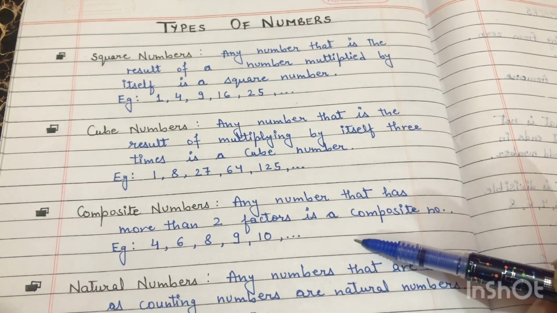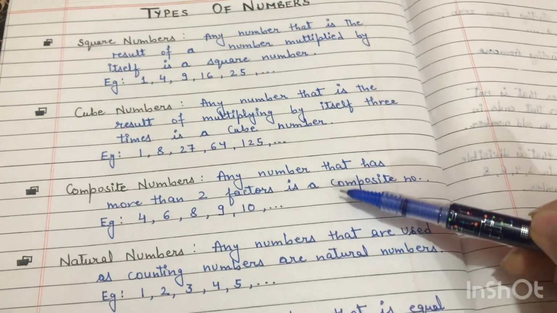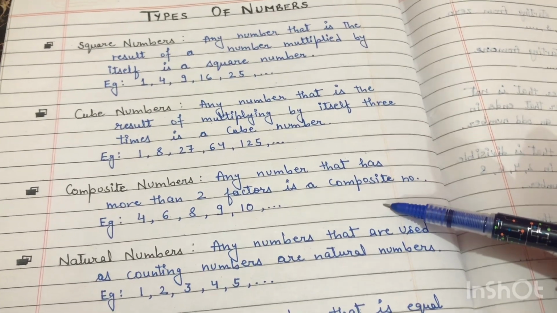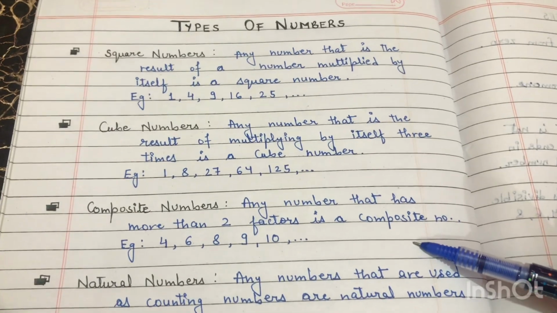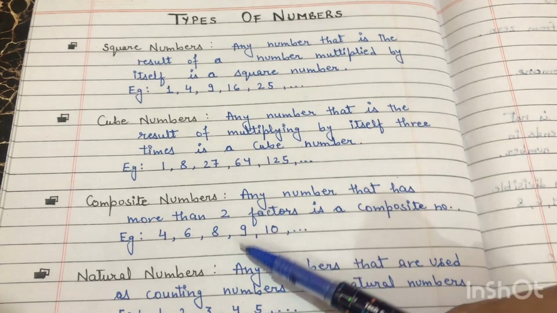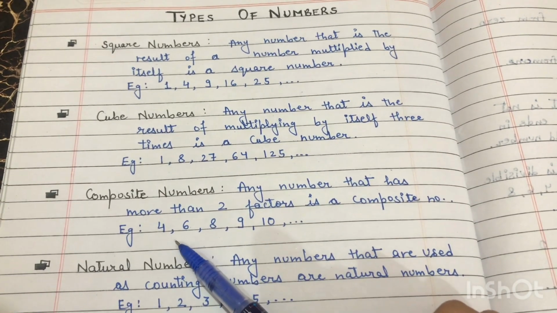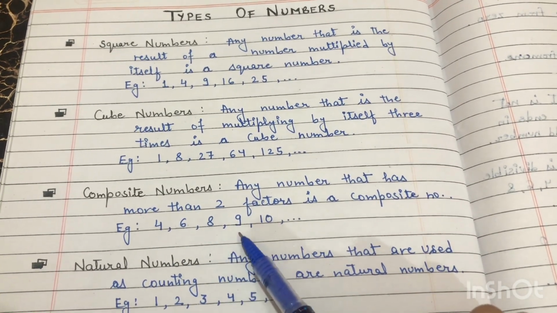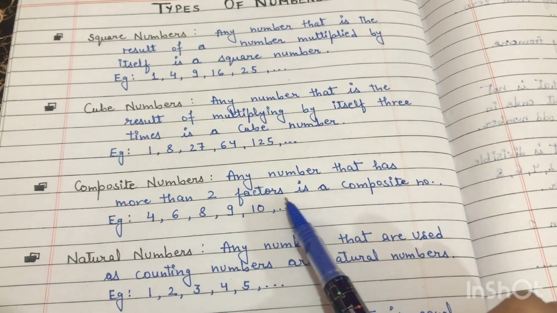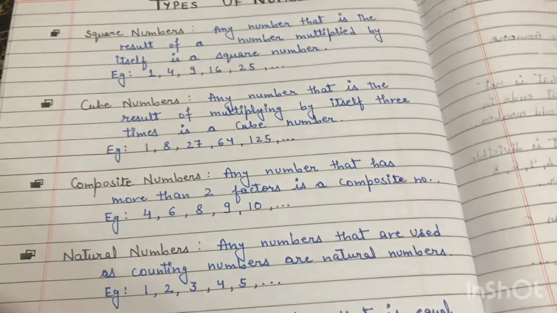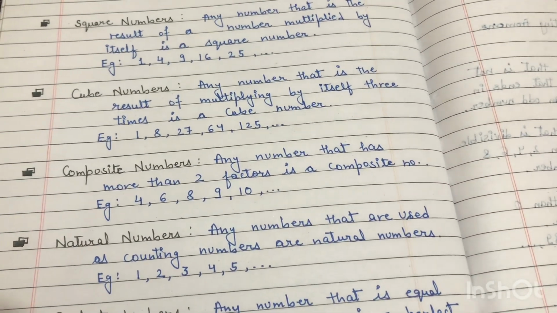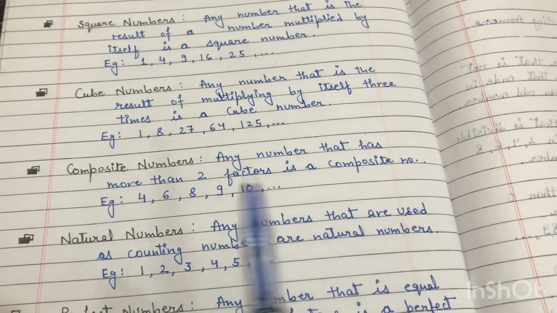Moving forward, we have composite numbers. Any number that has more than 2 factors is a composite number. What are factors? Which are divisible by the number, like the divisors of any number. So all these numbers written in the example 4, 6, 8, 9, talking about any of these numbers in the series, all of them, if you can check, have more than 2 factors for sure. So all these are composite numbers.